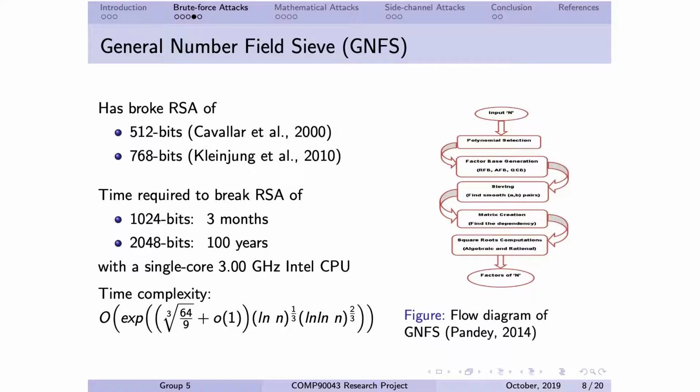Most of the time is spent on the first step of the algorithm, the sieving step. When people tried to break a 768 bit RSA, it took about 2 years to sieve the numbers for the algorithm.